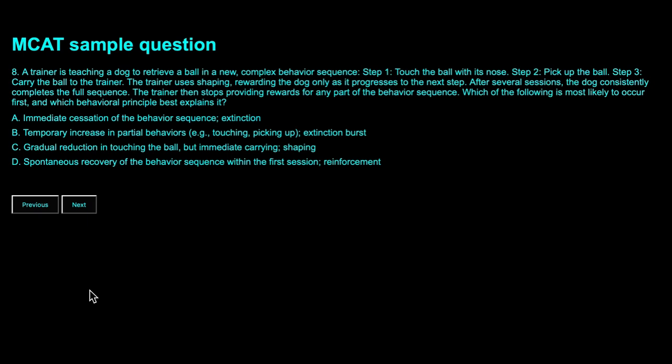Which of the following is most likely to occur first, and which behavioral principle explains it? So basically, the dog was rewarded for each stage, but the dog is not being rewarded anymore. In this case, something called extinction happens.